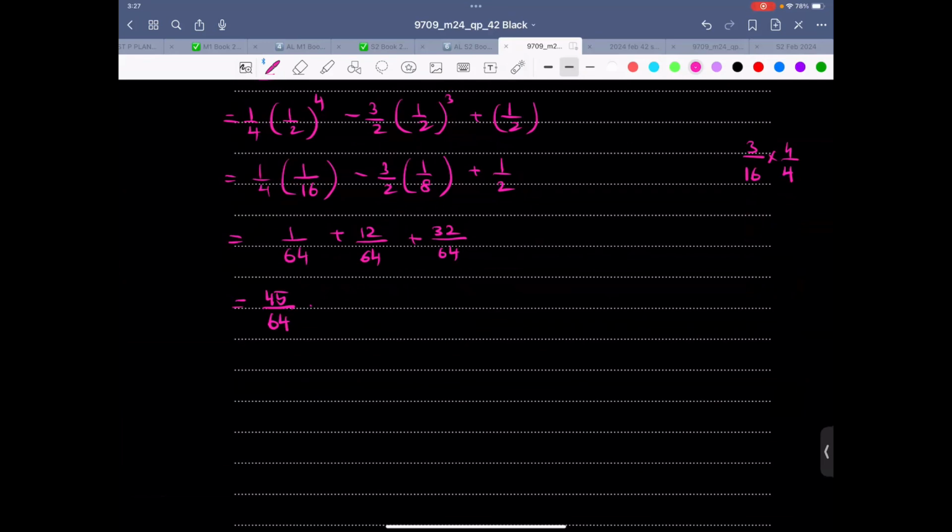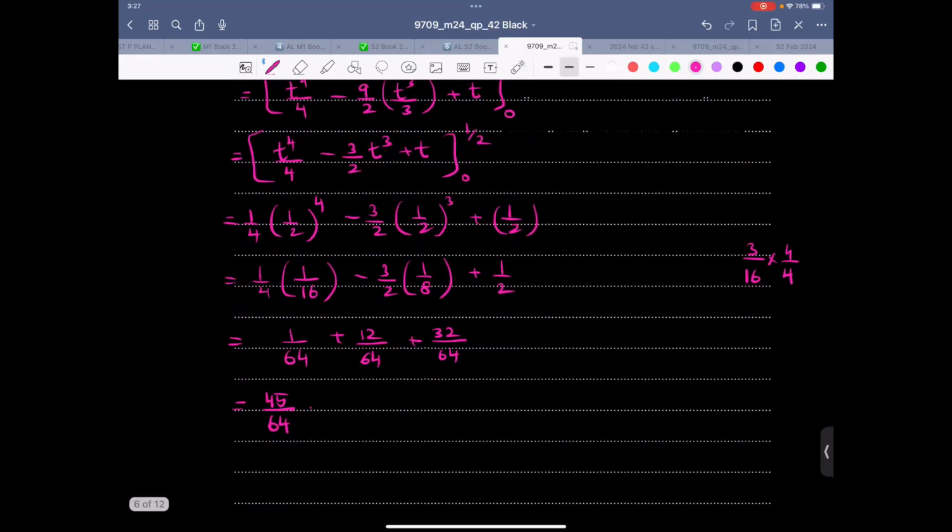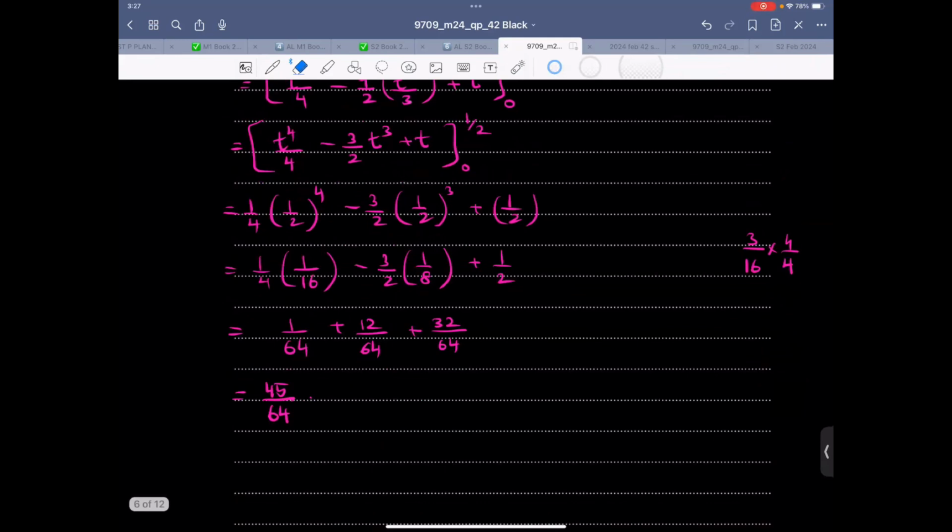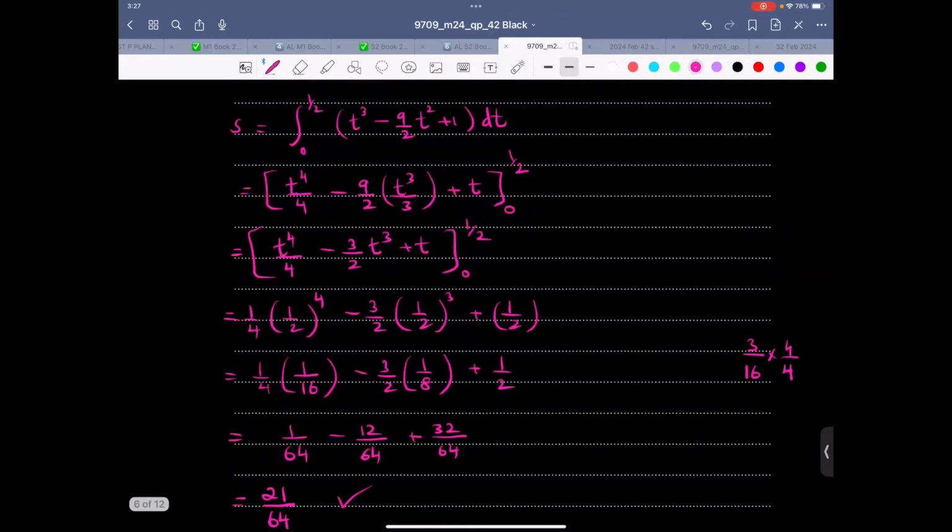So therefore, this answer comes out to be this. But wait a minute, there was a negative sign. So yes, I forgot the negative. So therefore, 32 minus 12 is 20. 20 plus 1 is 21 over 64. So that is the answer. That's right over here. So just take care of the plus minus sign.